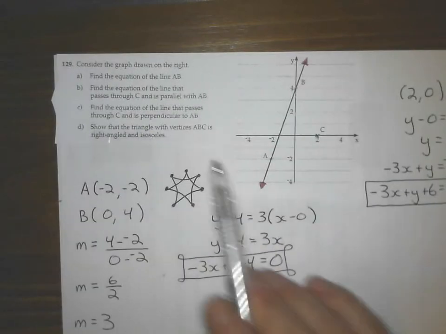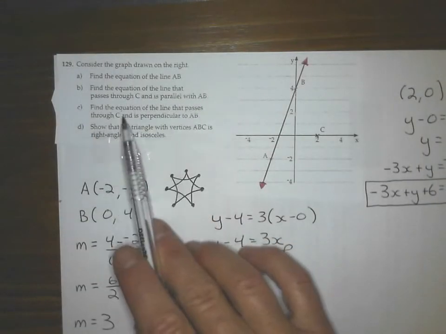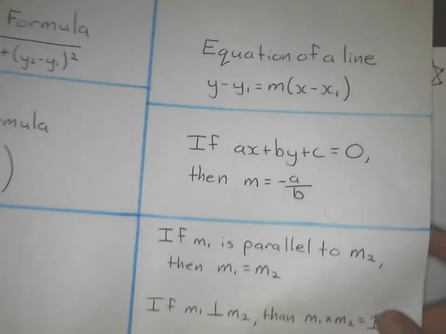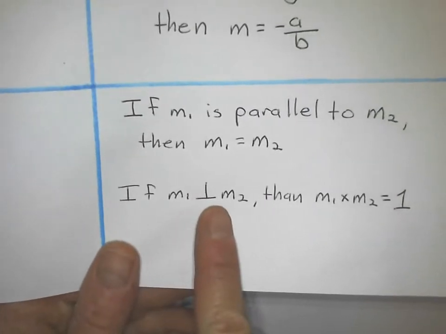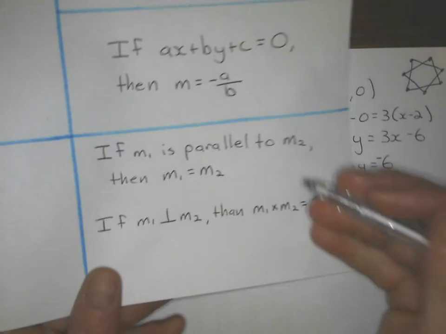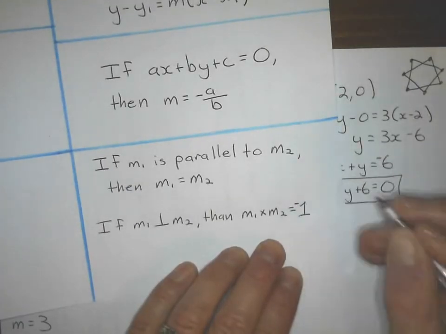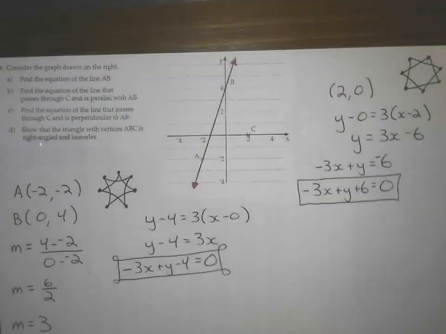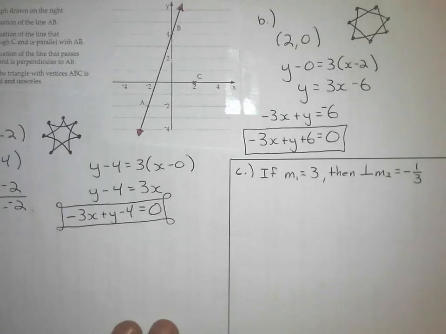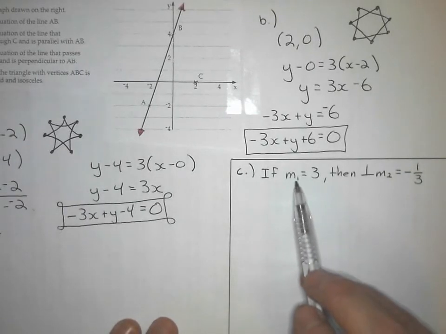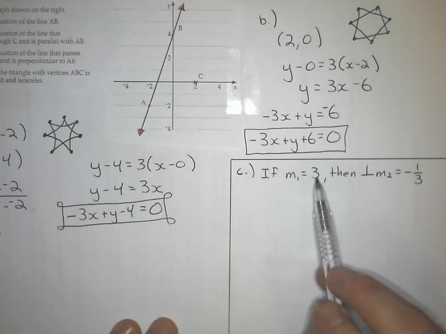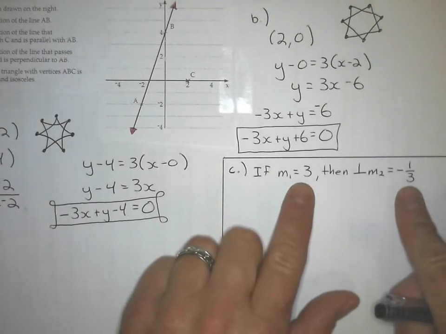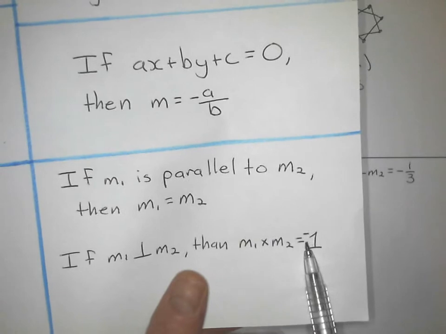Okay, let's read the next question. Find the equation of the line that passes through C and is perpendicular to AB. So perpendicular lines, the product of their gradients must equal -1. Not +1. Let's change that. So let's work that one out. Okay, so I have my notes. If the gradient of AB is 3, then the perpendicular gradient must be -1/3, because if I multiply these two together, I get -1.